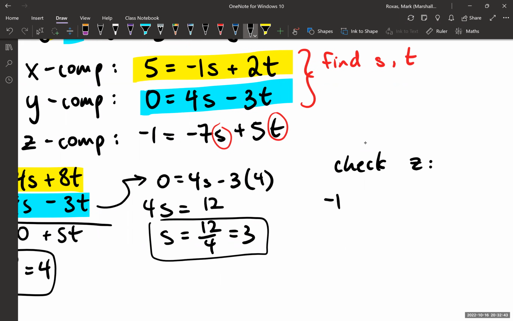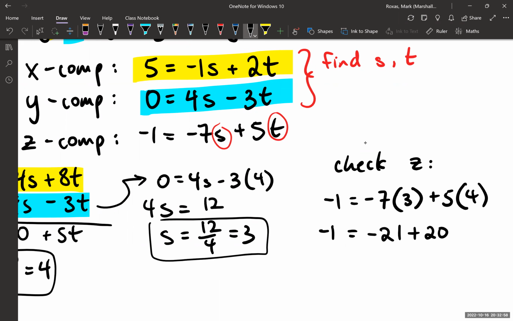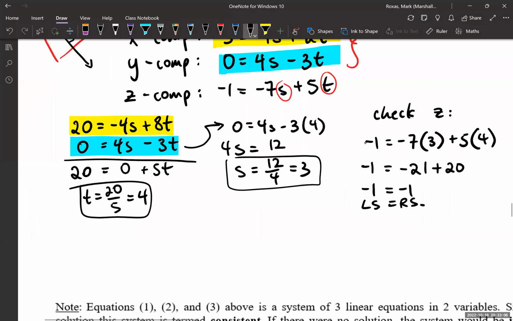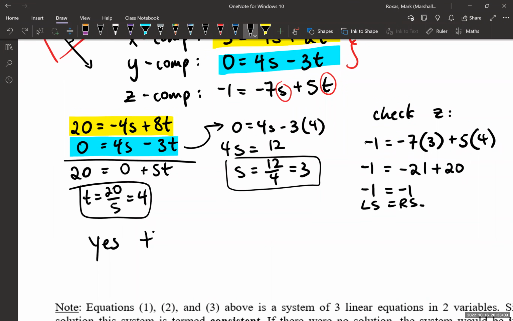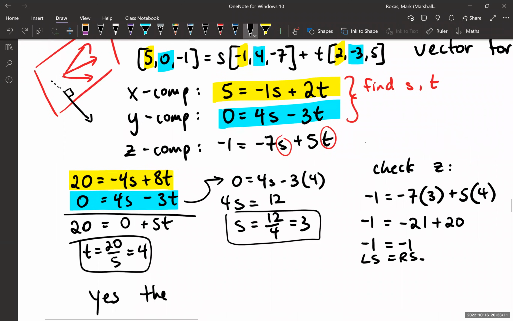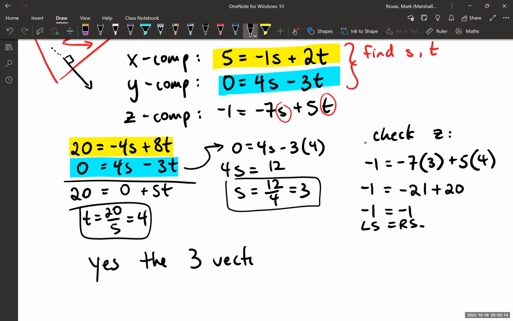-1 equals -7s, where s is 3, plus 5t, where t is 4. Does it work out? On the right side, we have -7 times 3, which is -21, and 5 times 4 is 20. -21 plus 20 is -1, which is the left side as well. So left side equals right side. Therefore, the answer is yes, the 3 vectors are coplanar.